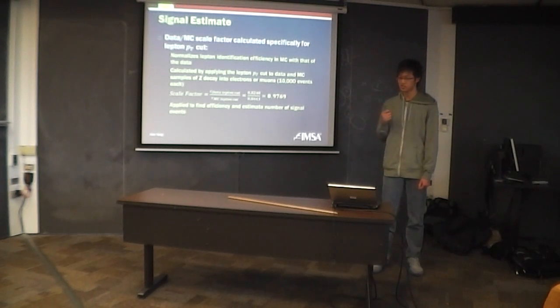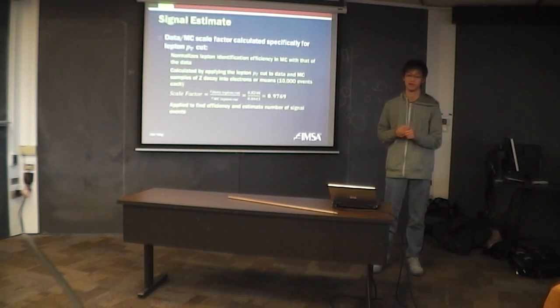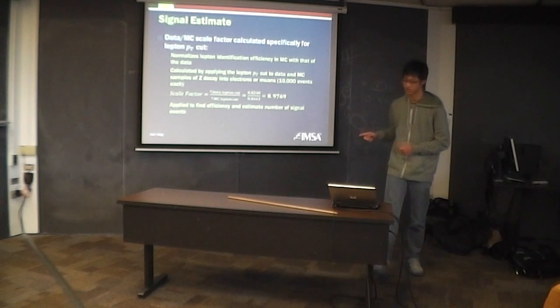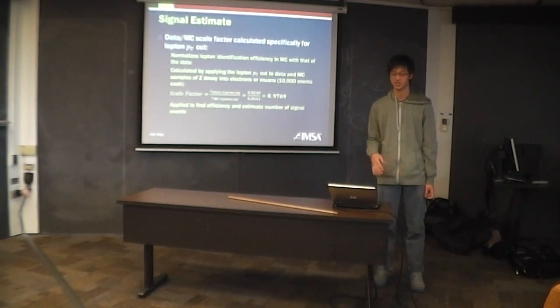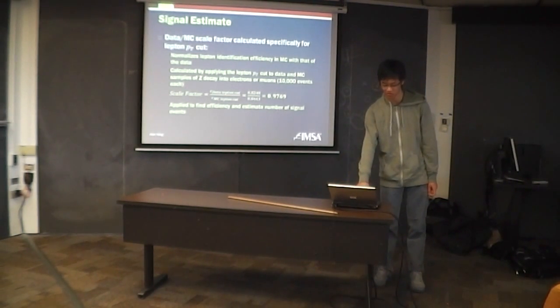So to do this, I used 10,000 events of the Z boson decaying into either 2 electrons or 2 muons, because the interaction behaves very similarly to the cut, and the scale factor comes out to be about 98%. And I was able to use this number to calculate the net efficiency and then later the total signal events.